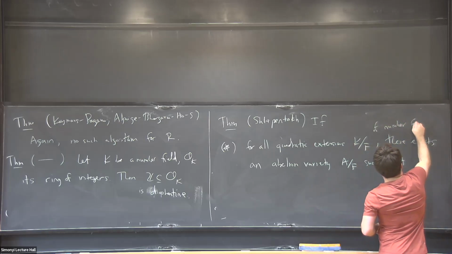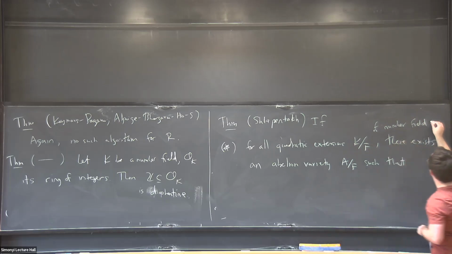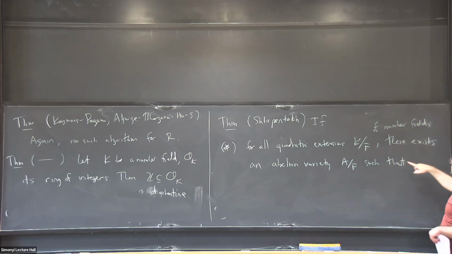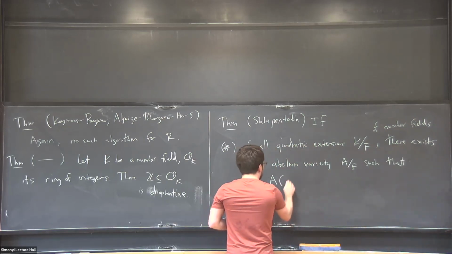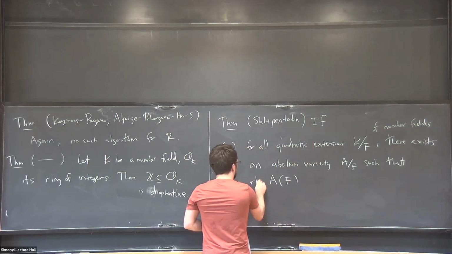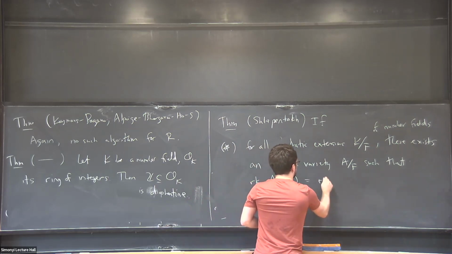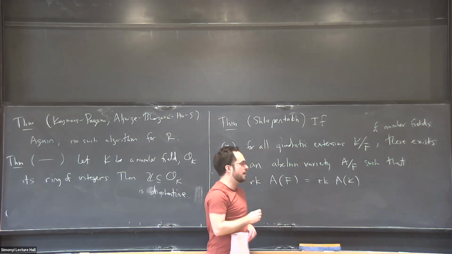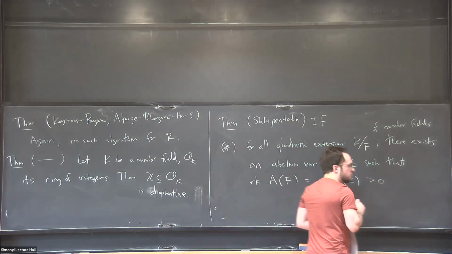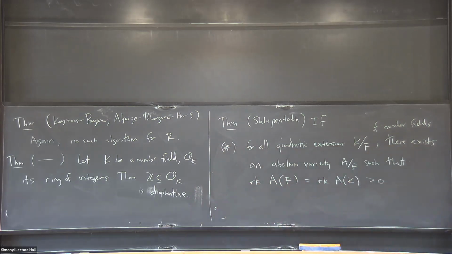So all of the fields here are number fields. They're finite extensions of Q. So there exists an abelian variety over F such that the rank of A is equal to the rank when I view it over the larger field, the quadratic field, and they're both positive. And okay, this is one of these riddles. Oh, let me finish the theorem.